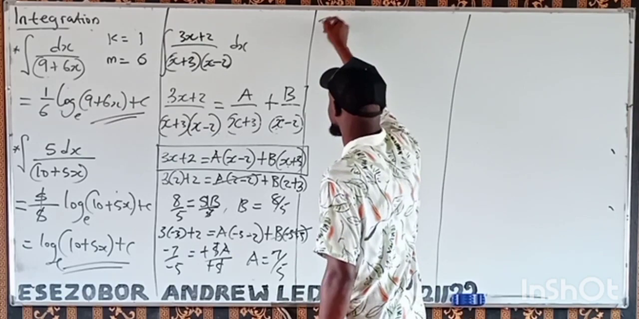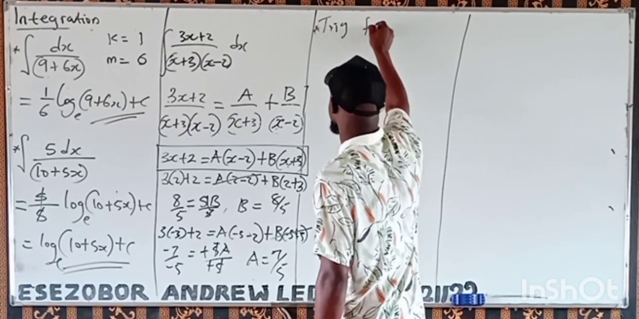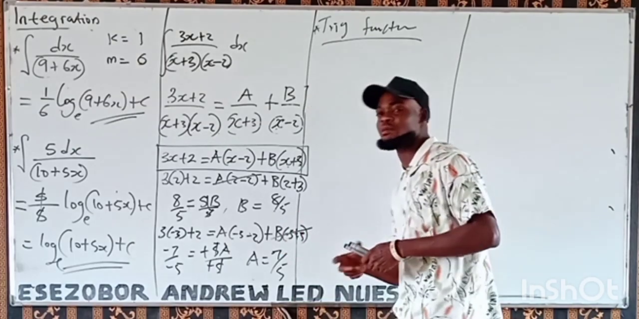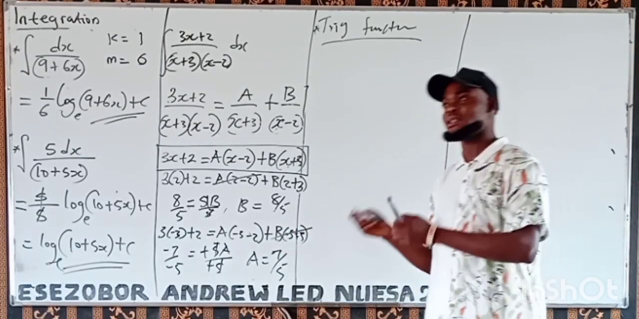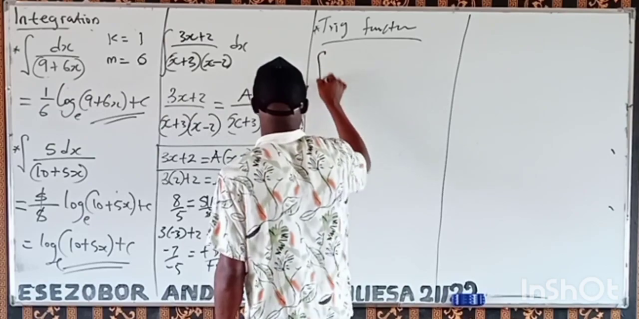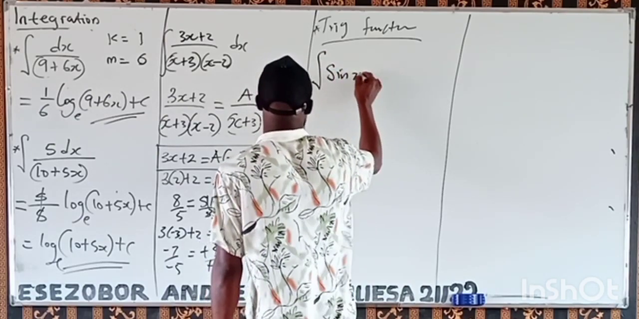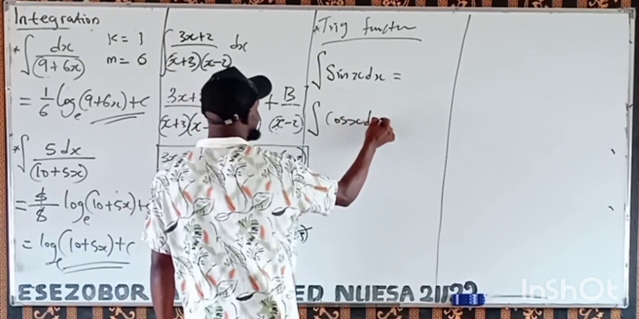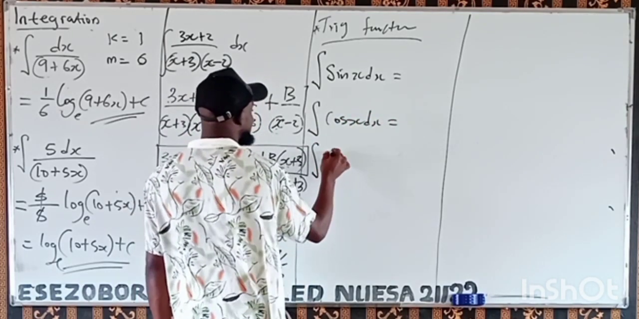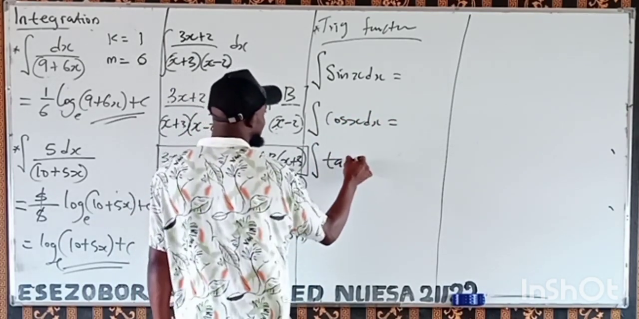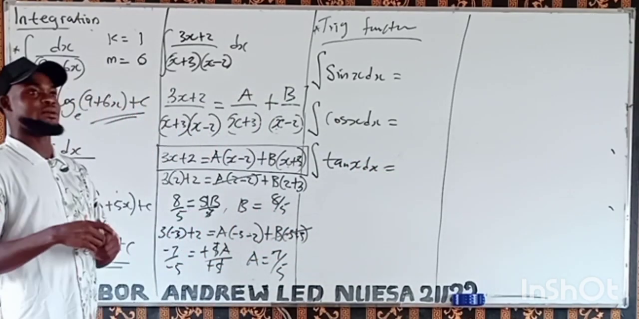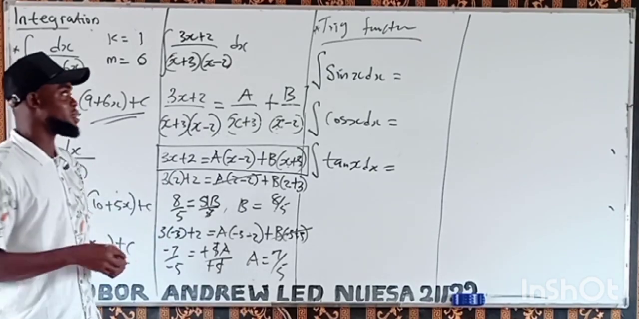So let's do trig functions. Go up to trig functions. Now for trig functions, remember we have sin x, cos x, and tan x basically. So if I integrate sin x, what will be the answer? If I integrate cos x, what will be the answer? If I integrate tan x, what will be the answer? That is the first thing I'm going to look at now.